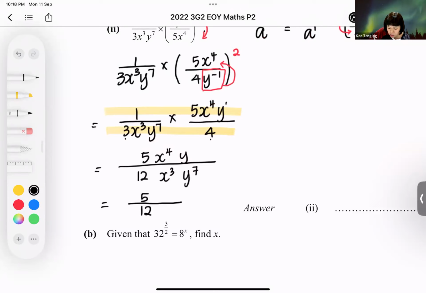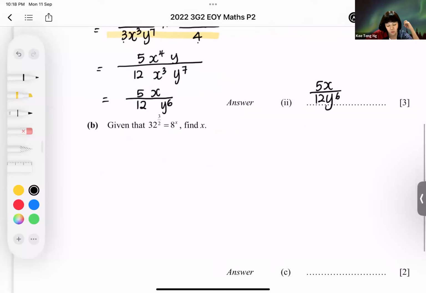Nothing to change. Let's look at x. On top, x to the power 4, bottom x to the power 3. So on top got 4, bottom got 3. Cancel away, left x in the numerator. Next one, y top have 1, y bottom got 7. So cancel away 1, I'm left with y to the power of 6. But it's in the denominator. This one has a higher power. No other common factors, so this one is my answer. Have you gotten the concept?